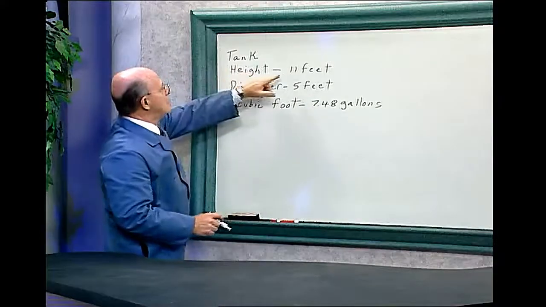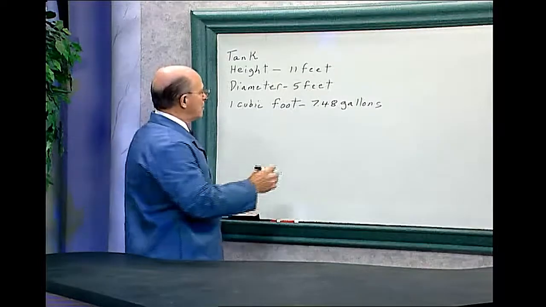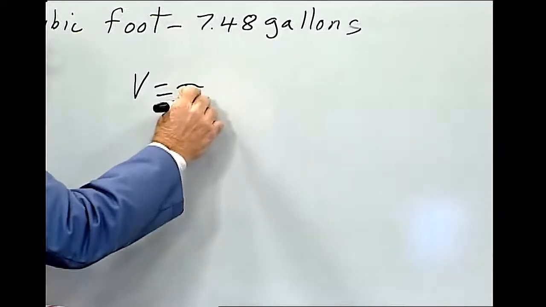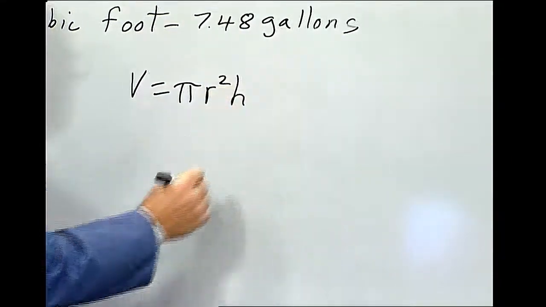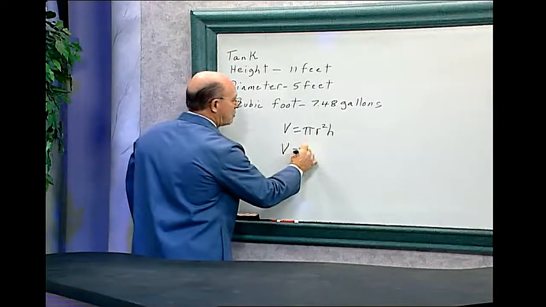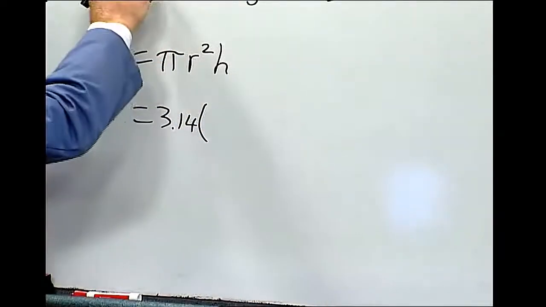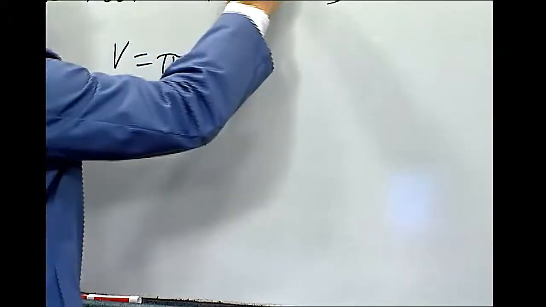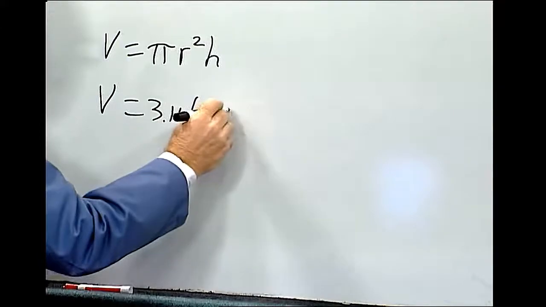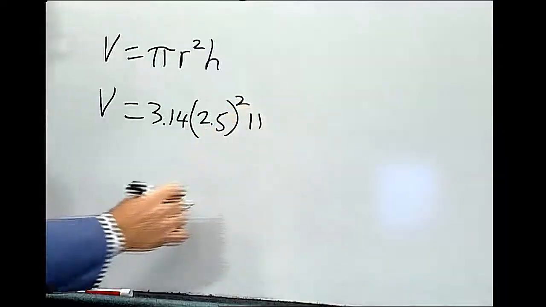The height of the tank is 11 feet, and diameter measures 5 feet. And we want to find the volume. Volume equals pi times radius squared times the height. Let's put in the numbers. Volume equals 3.14 times the radius squared. The diameter is 5 feet, so the radius equals 2.5 feet. So it's 2.5 squared times the height, that's 11 feet, times 11.